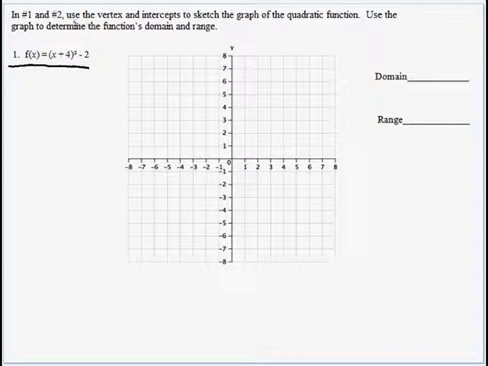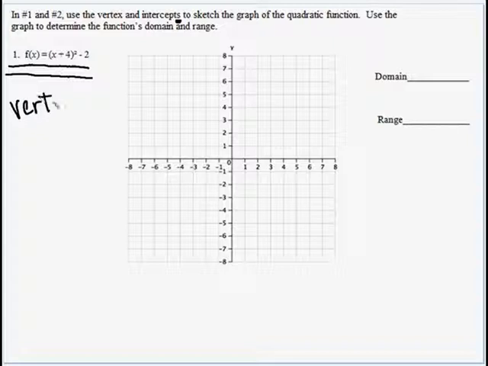In number 1 and number 2, you're going to use the vertex and the intercepts, plural intercepts, x and y, to sketch the graph of the quadratic function. Use the graph to determine the function's domain and range. We'll put that over here on this line. When I grade the test, I will be making sure that you cross at the exact intercept that we're looking for. So this one, number 1, our equation is given to us in standard form.